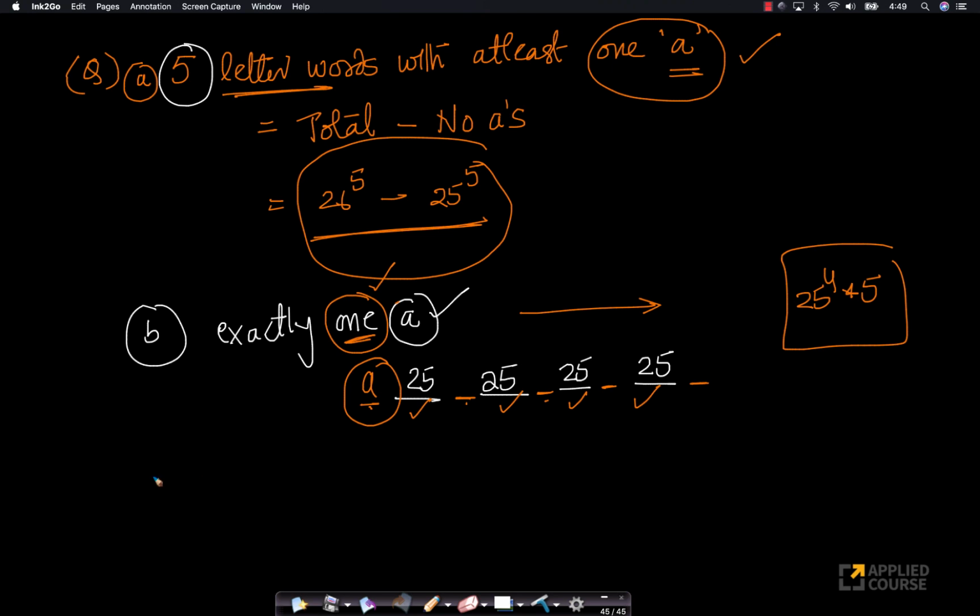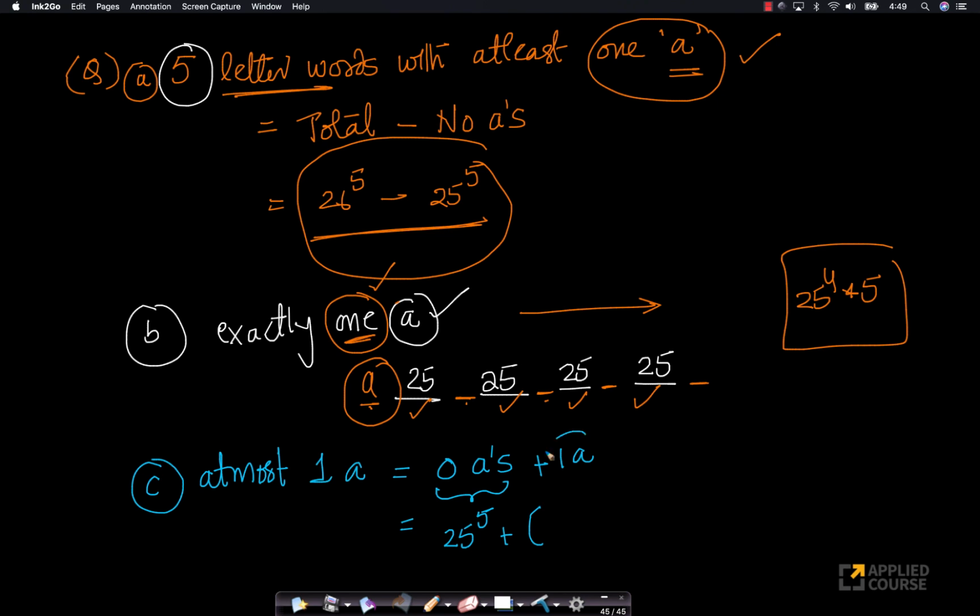So now let's look at a slightly different case. What if I want at most one A? What does at most 1 A basically mean? It means 0 A's and 1 A, right? Now let's see how many 0 A's are possible. 0 A basically means no A at all. If I want to construct a 5-letter word without an A, it is 25 power 5, right? If I want exactly 1 A, we saw the answer here: 5 into 25 power 4.